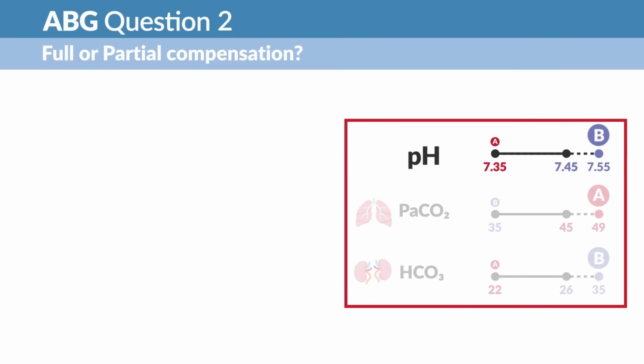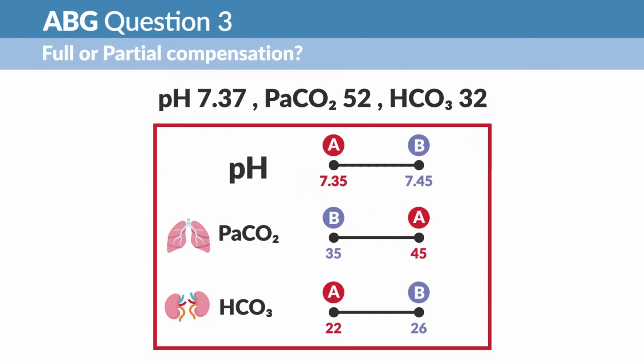So the correct answer is metabolic alkalosis, that is partially compensated. Next question, please. ABG question number 3. Our pH is 7.37. Ooh, that's normal. CO2 is 52, and HCO₃ is 32. Okay, step number 1, pH, that is normal. But here's the trick. It kind of looks like it's leaning toward the acid side.